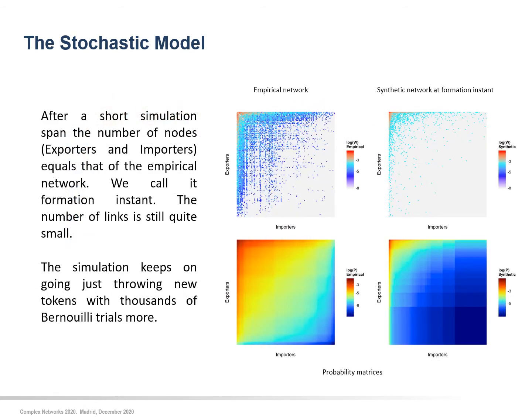After a short simulation span, the number of nodes equals that of the empirical network. We call it the formation instant. The number of links is still quite small. The simulation keeps on going, just throwing new tokens with thousands of Bernoulli trials more.